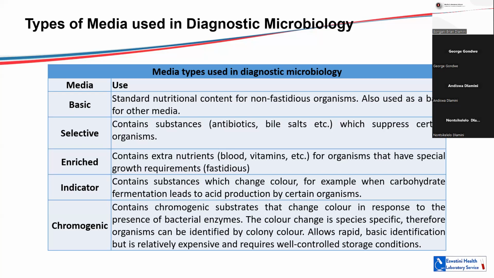So there's rapid identification straight from the media, which means once you culture, when there's growth, looking at the color of the colonies, you will know exactly what organism it is. Although you can do some further tests to also confirm the organism identified. So here we have some examples of media which we use in the lab.